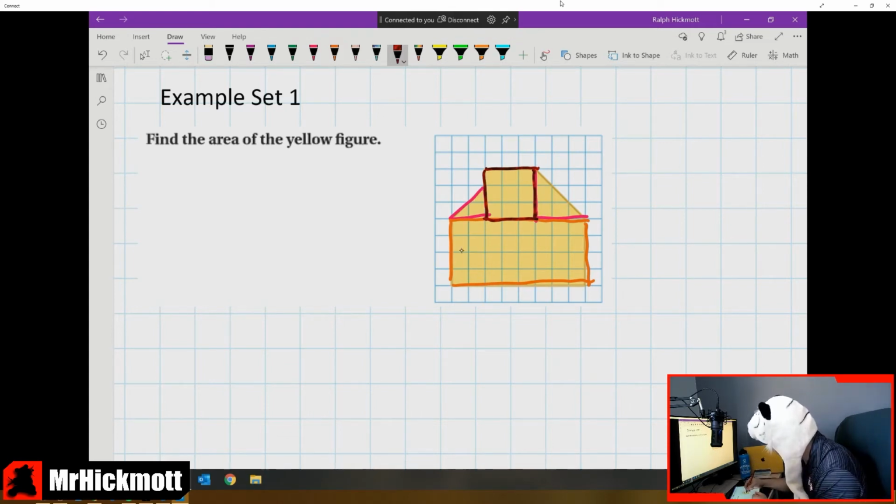So with that being said, I'm going to do a lot of this in my head because the grid system is pretty smooth. This bottom rectangle is 4 by 8, so that's going to be 32. It's 4 by 8. This right here is 3 by 3, but remember it's a triangle.